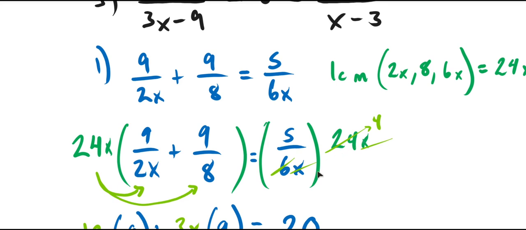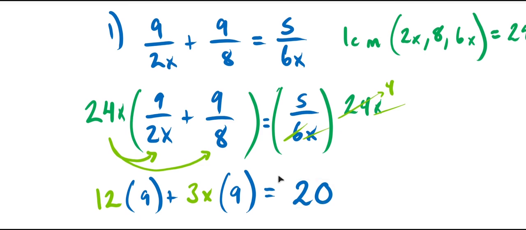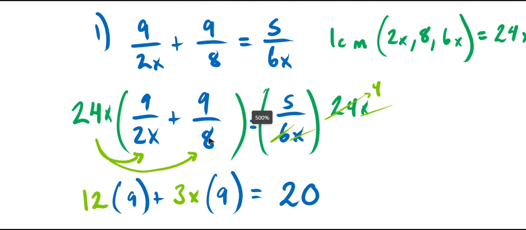When I multiply that on both sides, notice that the x's cancel here, and I get 6 into 24 is 4 times 5 is 20. The 24x distributes. 2 goes into 24 12 times. The x and x cancels. And then we have 8 into 24 3 times. There is no x to cancel, so the x remains.